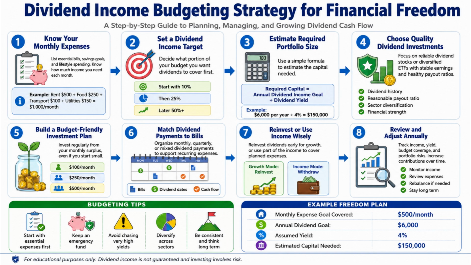After that, estimate the required portfolio size using a simple formula. Required capital equals the annual dividend income goal divided by the expected dividend yield. For example, if your target is $6,000 in annual dividend income and the assumed dividend yield is 4%, the estimated capital required would be $150,000. However, this is only an estimate because yields, share prices, taxes, and dividend payments may change over time.